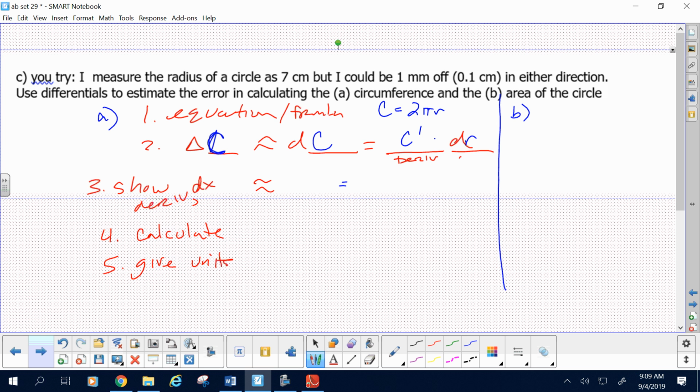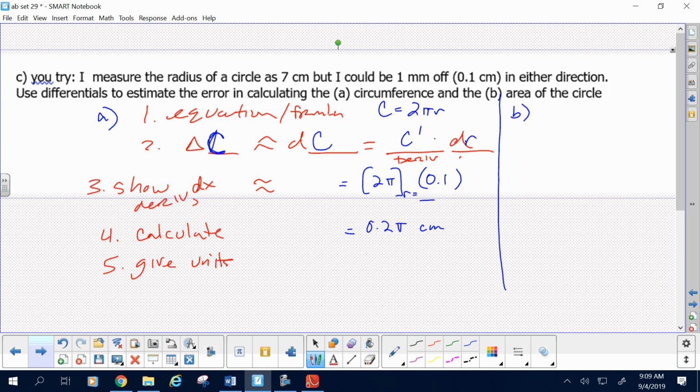What is c prime? 2 pi, and normally I would say add an r to this, but does it really matter here? No, it dropped out in this case. And what is dr? 0.1, and so I get something like 0.2 pi. And what are the units on circumference? Centimeters. Okay. That makes sense. That's about 0.6. That's cool. All right.